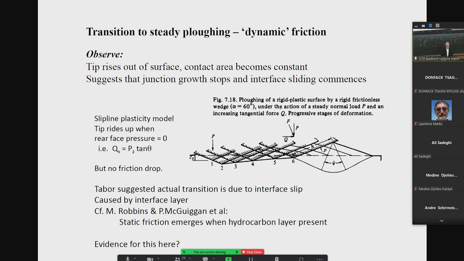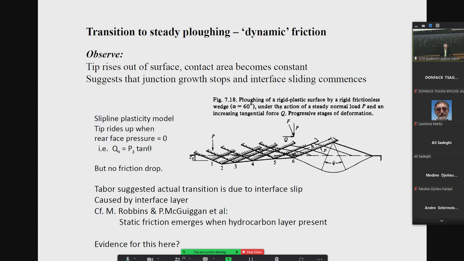There's a whole raft of things that you can talk about there for shaping materials and so on. But the point I want to make here is that slipline plastic modeling has its own serious limits, despite the fact you've got these quantitative things like the angle of the cutting edge and so forth. There's never any friction drop in the whole thing, and you don't see a lot of the dynamics that we see in the plots I've shown you.